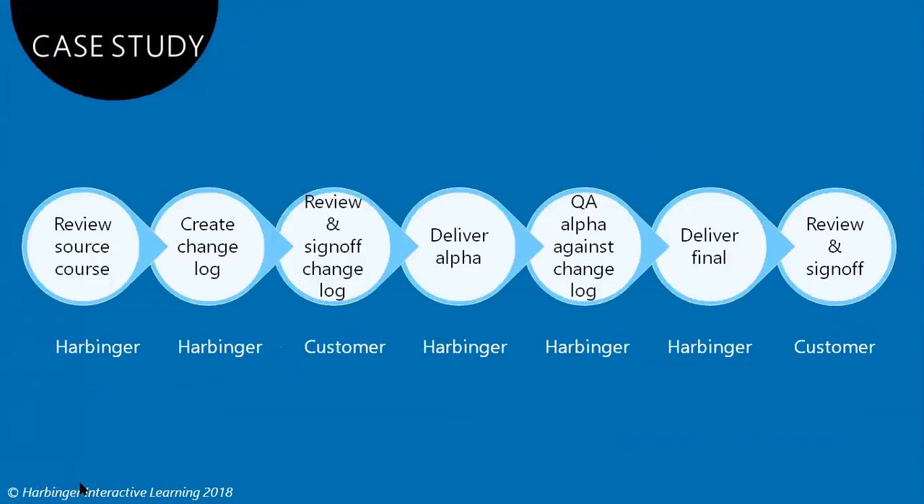This is the workflow that we followed. So it started with the source course, the legacy course, review of the source course, and creating the change log. Both these activities were done by Harbinger. The customer involvement here was reviewing and signing off on the change log. Delivering the alpha, QA of the alpha against the change log, and then delivering the final were all Harbinger's responsibility. And when the final course was delivered, the review and sign off was the customer's responsibility. So this was a workflow that was developed with minimal customer involvement.